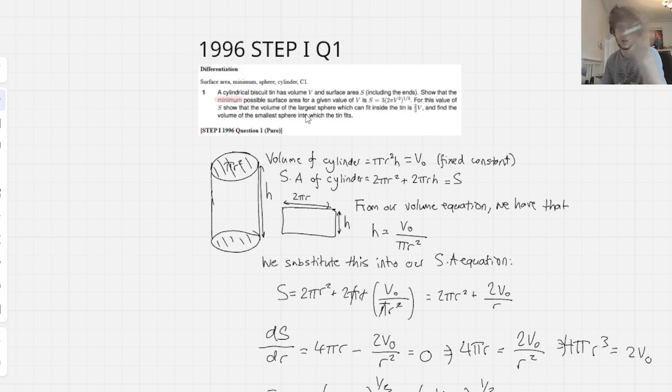By the way, the v, I'm just writing it as v naught. So it's just our fixed constant for the volume. How are we going to show that the volume of the largest sphere which can fit inside the tin is 2/3 v? Well, first things first, let's make clear what we're trying to do here. So we have our biscuit tin, and I'm trying to shove a sphere, just a 3D ball, into our biscuit tin. And we want to find the largest possible sphere which we can feasibly shove into the tin, and find its volume.